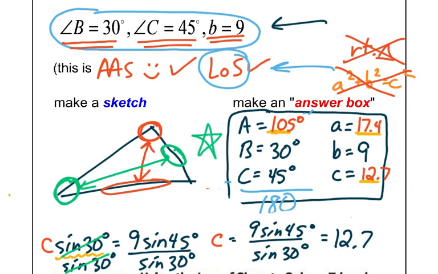Is the largest angle across from the longest side? Is the smallest angle across from the shortest side? So let's do big. Ready? The biggest angle here is, the biggest side or longest side is, yay, and they're across from each other. So that's a good sign. How about let's do shortest and smallest.